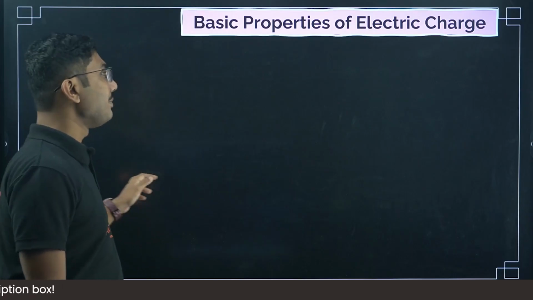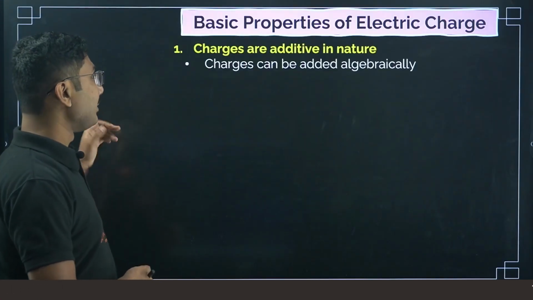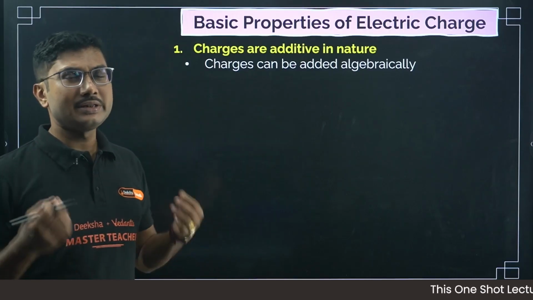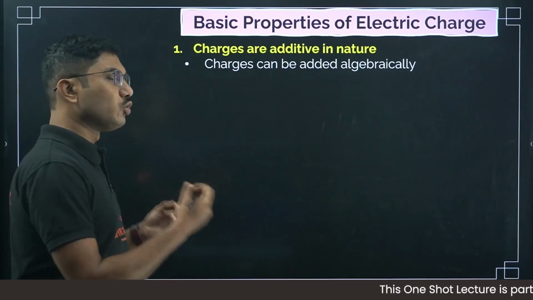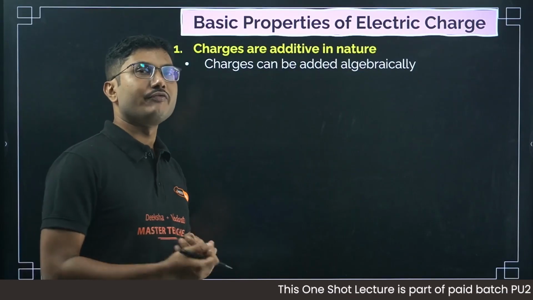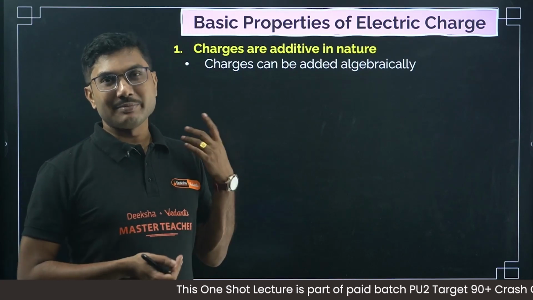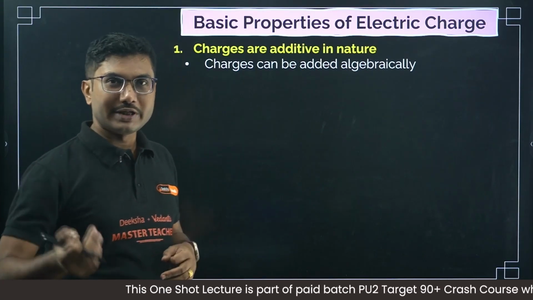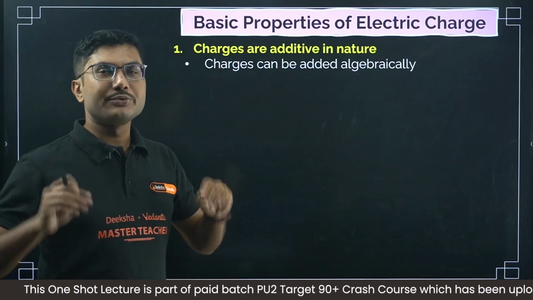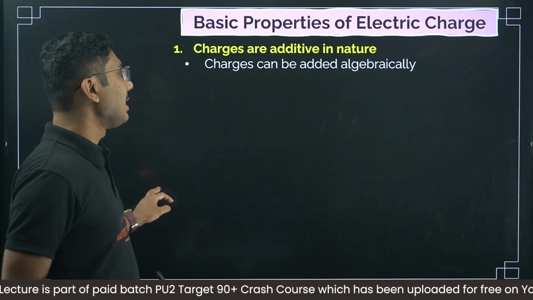Now, basic properties of electric charges. We know that there are three basic properties. First, charges are additive in nature. What is the meaning of that? Charges can be added algebraically. Algebraically means just like scalar numbers. So 2 plus 2 is 4 for charges. We know that in the case of vectors, 2 plus 2 may not be 4. In some cases it can be 0 also if the vectors are in opposite directions, right? But in the case of charges, it is not so.